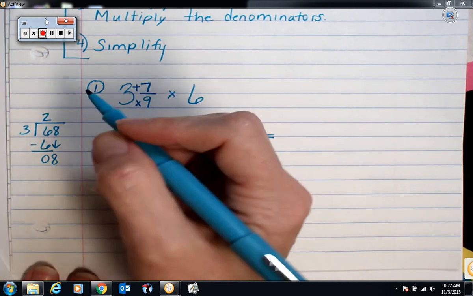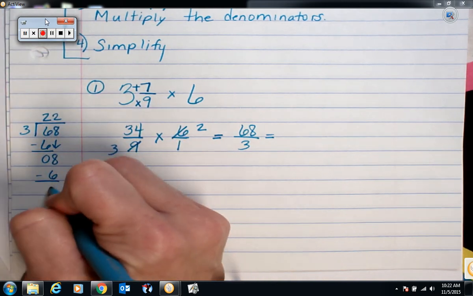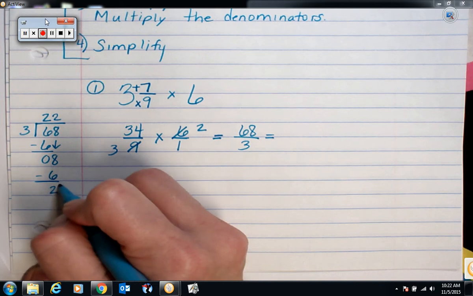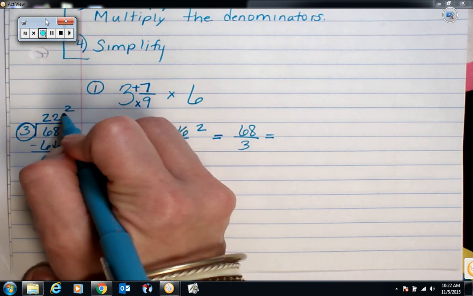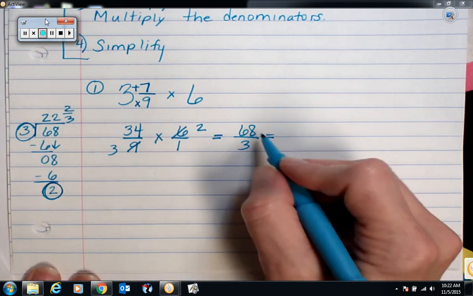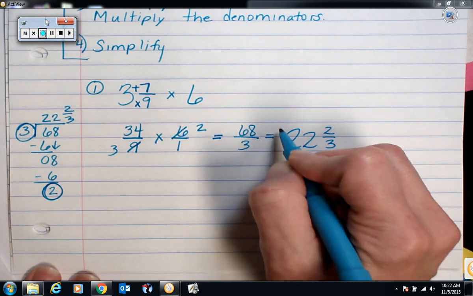Three goes into 8 2 times. That's 6. Subtract. There's 2 left over. Remember, I'm going to take my remainder and put it on top of my divisor. That's 22 2/3. So 68 thirds is equal to 22 2/3 for my final answer.